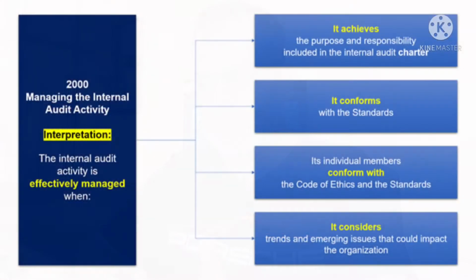So how is the internal audit activity effectively managed? It is effectively managed when it achieves the purpose and responsibility included in the internal audit charter, it conforms with the standards, and its individual members conform with the code of ethics in the standards. It also considers the trends and emerging issues that could impact the organization. Therefore, it is crucial that the chief audit executive regularly reviews the International Professional Practices Framework to address the details of conformance.